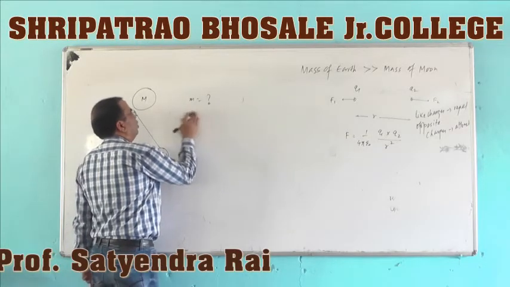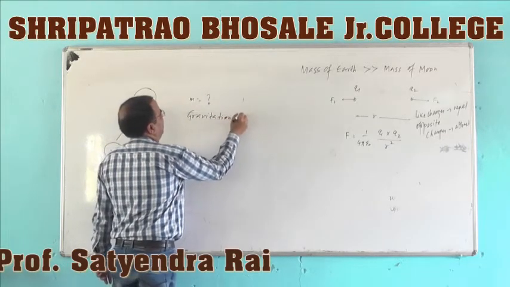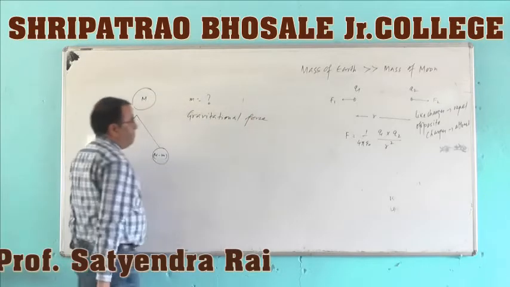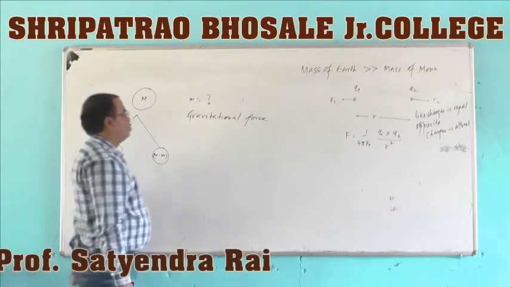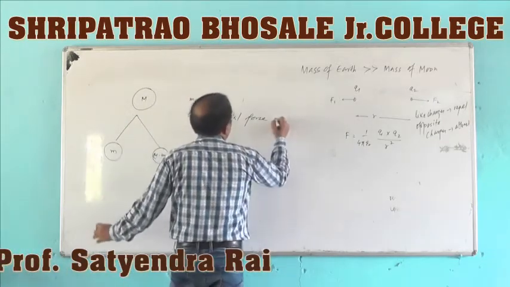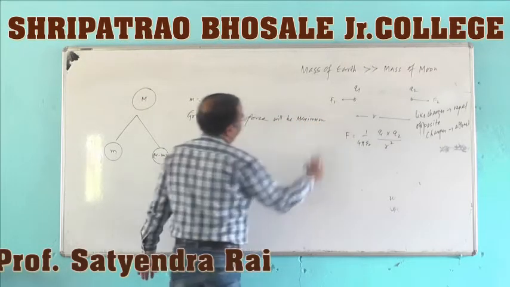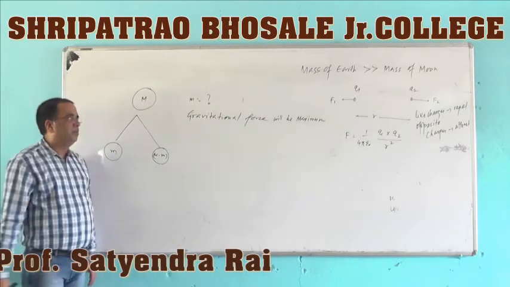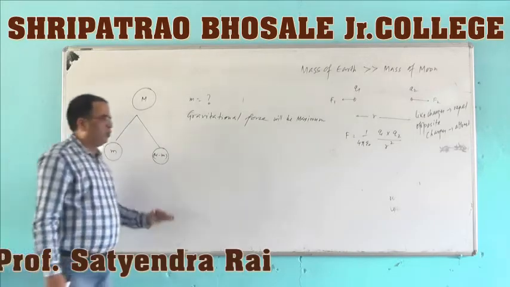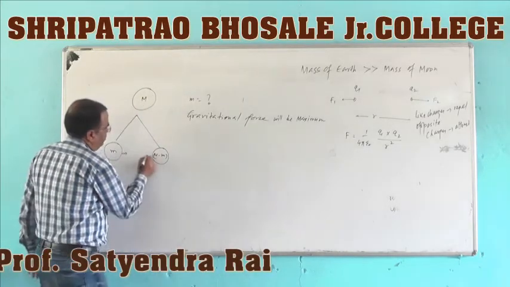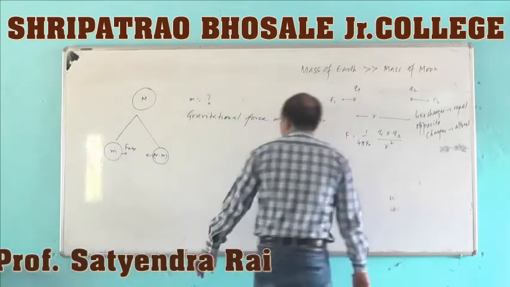Find the magnitude of small m so that the gravitational force between these two will be maximum. Force will be maximum. That is the question. What should be the value of small m so that the force between them, the F, should be F max? Okay. How to solve this question?